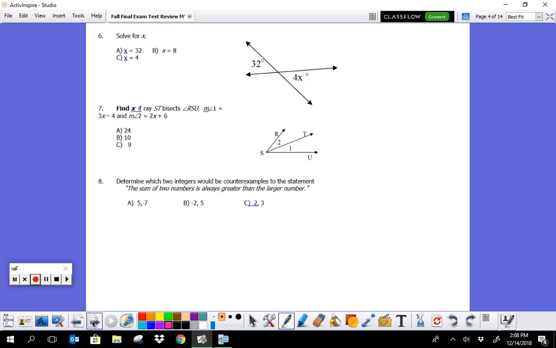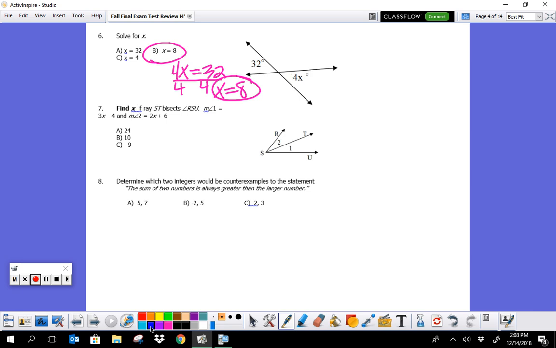Number 6, this is asking to solve for x. So this is making sure you know these are vertical angles. So I'm going to do 4x equals 32. Divide by 4. So x is going to be 8.